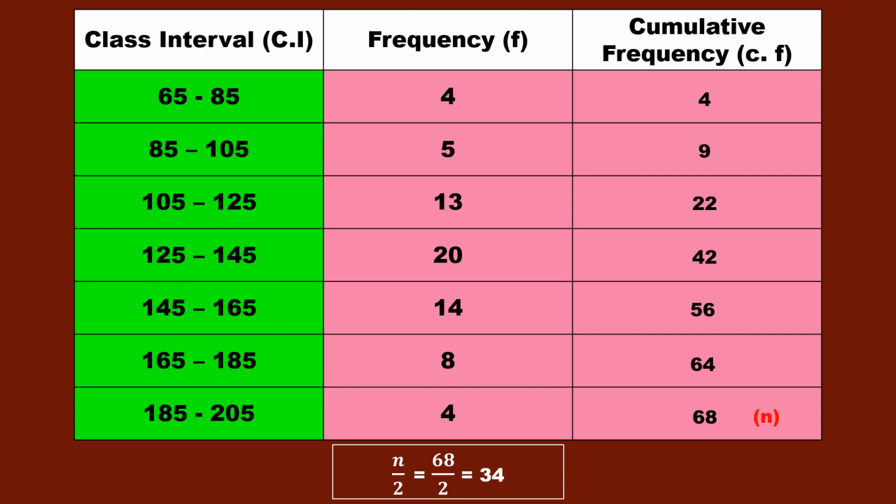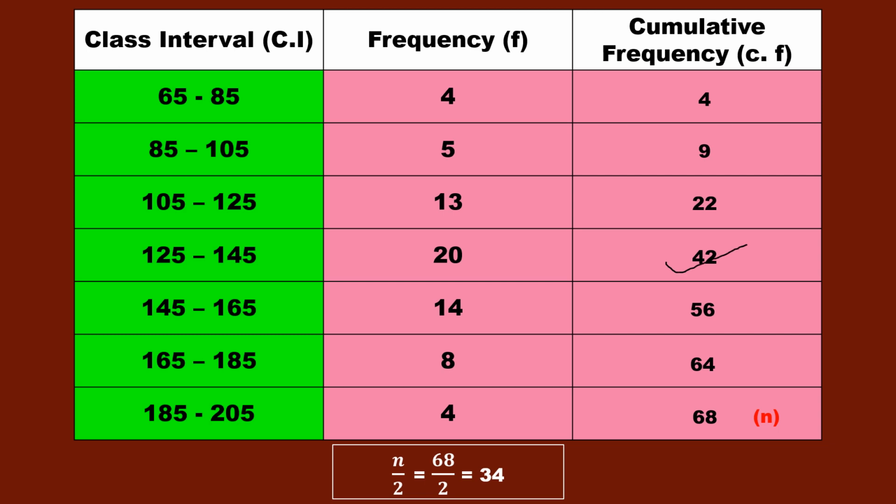After finding N by 2, this next step is very important. You should check this value in the CF column. Look for a value which is greater than N by 2, the very first such value. If you observe, all these values are greater than 34, but you should take the very first one. The very first value greater than 34 is 42.